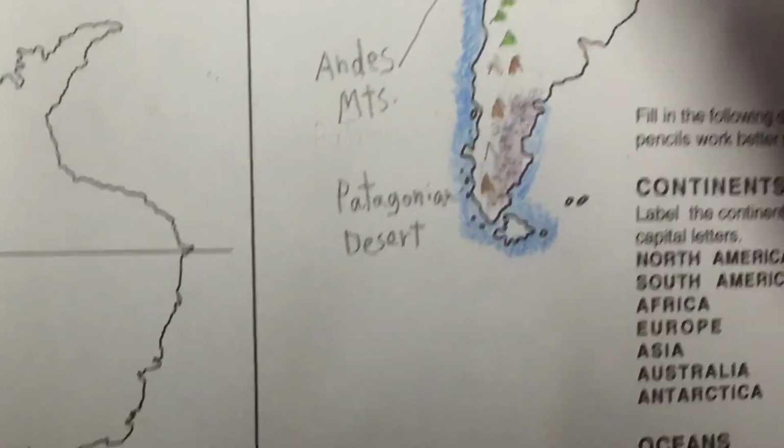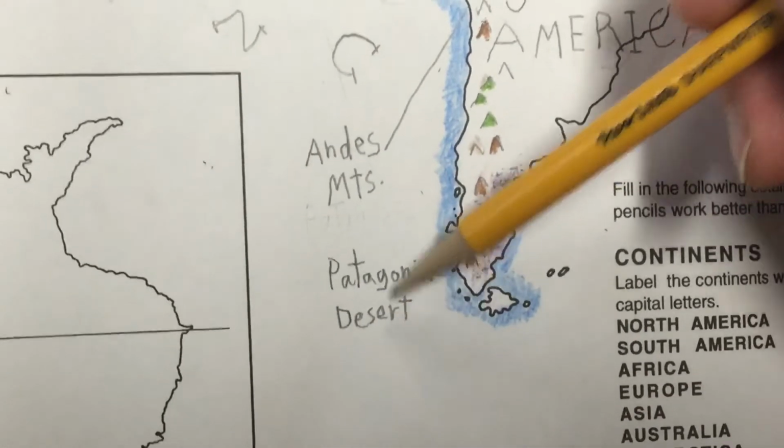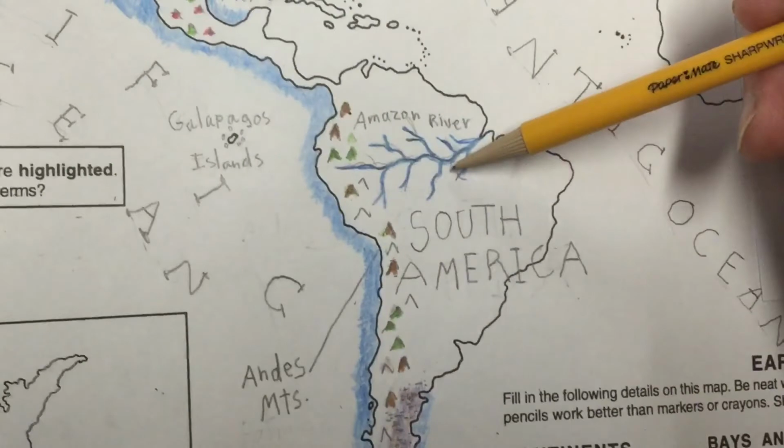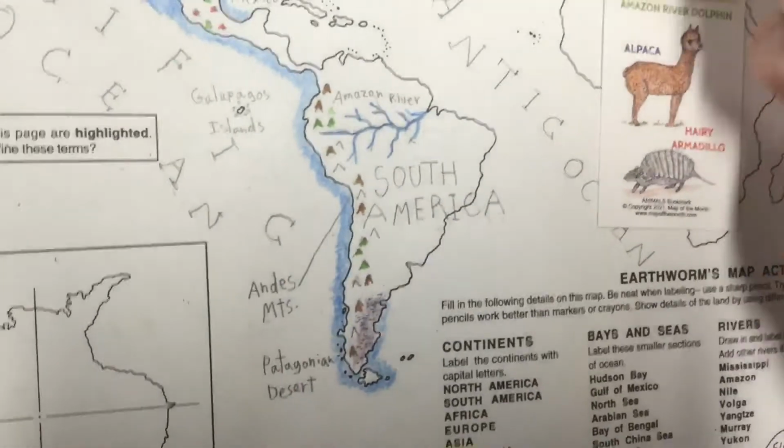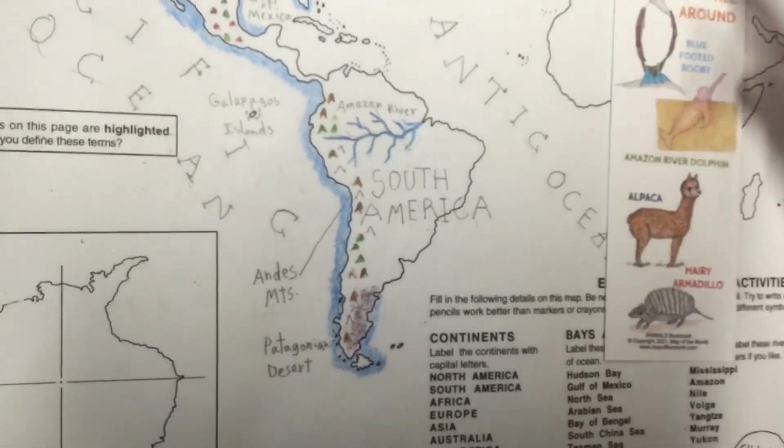Remember, those are the four features we're highlighting: deserts, mountains, rivers, and islands. Okay, so we got through all four animals. I think that's enough for this video.